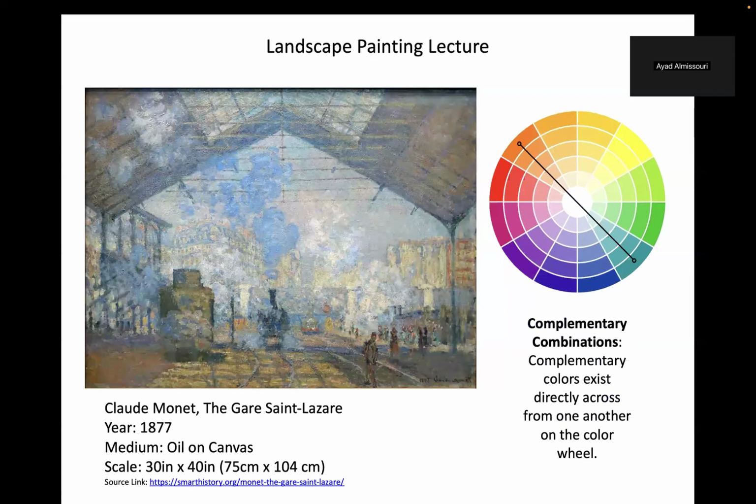Let's look at another example of a complementary color combination. This is Claude Monet's Gare Saint-Lazare, done in 1877. This is a large oil painting that he was working on, but it also showcases this use of complementary colors. Now, what are they?